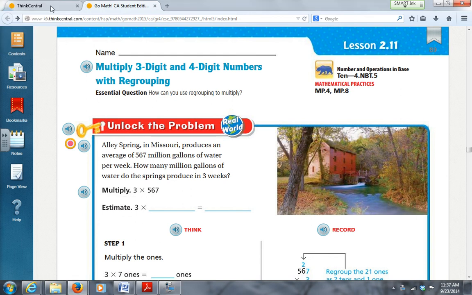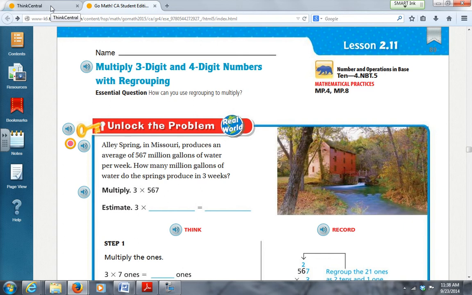All right. So working on 2.11. It's just an extension of what we've been doing this week with multiplication. We're going to be working on regrouping multiplication problems like we did last week, except for now they're just bigger numbers. Now we're going to multiply 3 and 4 digit numbers rather than 2 digit numbers.